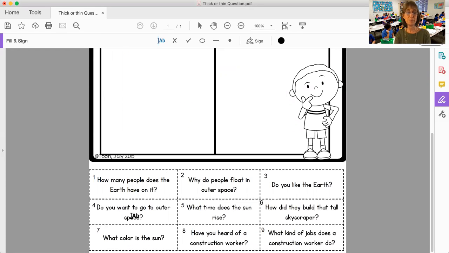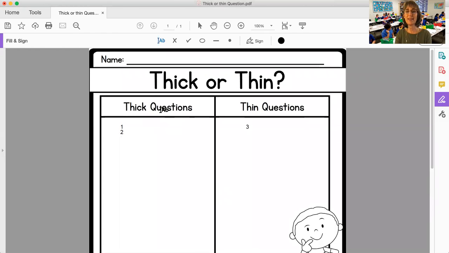Number 4. Do you want to go to outer space? What do you think, thick or thin? Do you have to look it up? No, we don't have to look it up. So we know that question number 4 is another thin question. We just get to say yes or no to it.